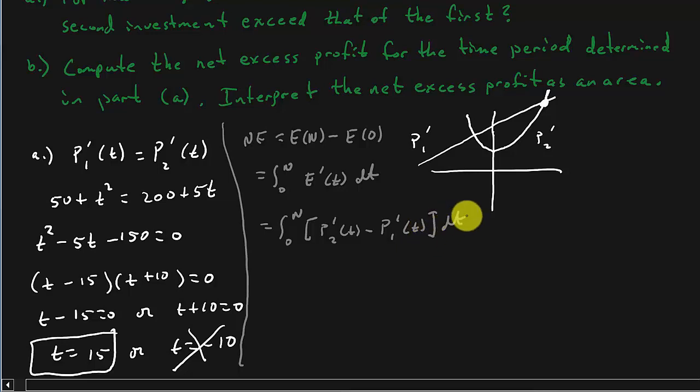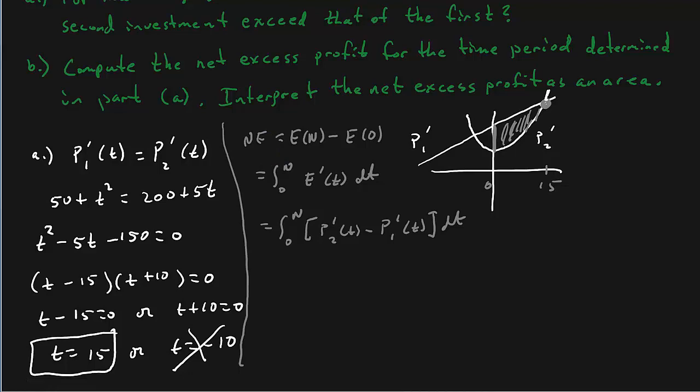You can see that what we're doing here is finding the area between two curves, aren't we? We're finding the area between these curves right here. We're going from 0 to N, to where they intersect, which is the 15 right here. We're going from 0, and we're looking for this area right here. That's our net excess profit.